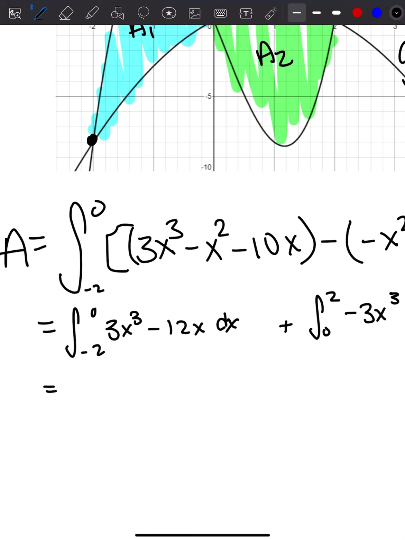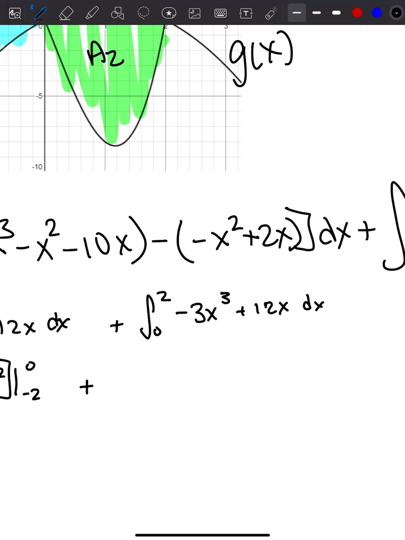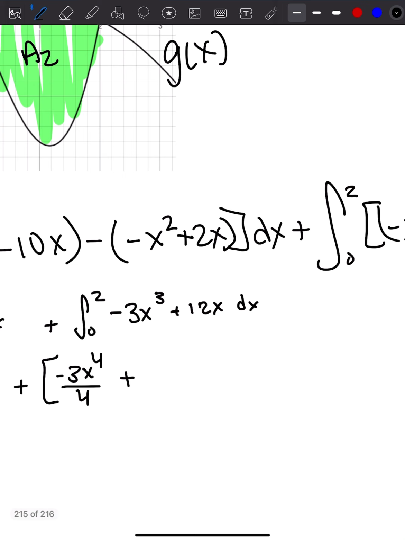So now we're going to integrate. So I have 3x cubed is going to be 3x to the 4th over 4 minus 12x squared over 2, which would be 6x squared. And that's going to be evaluated from negative 2 to 0. I'm going to add brackets here this time just because we have two different functions we're working with. Plus the antiderivative of negative 3x cubed. We have negative 3x to the 4th over 4. And we have 12x squared without the negative this time, so we are going to have 6x squared on the interval from 0 to 2.